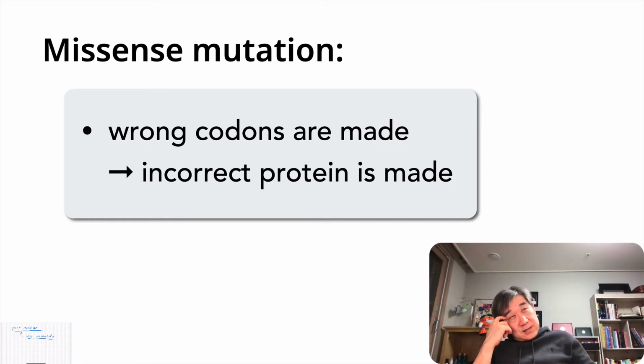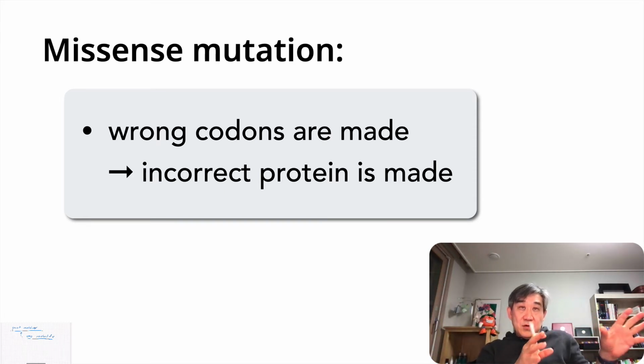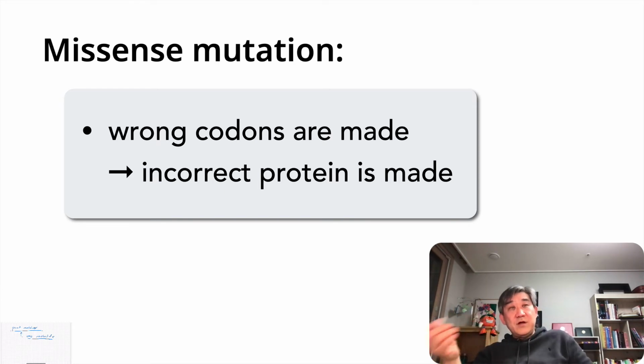In other cases, there is a missense mutation. With that, you carry on this damage and keep going all the way down some meaningful distance. In that case, we call it a missense, because although it makes sense, that sense made is totally wrong, totally different from the original sense. So wrong codons are all made, and as a consequence, a totally different and incorrect protein is made.